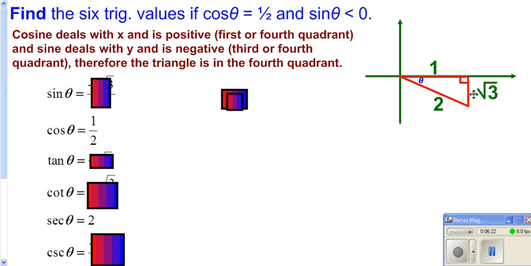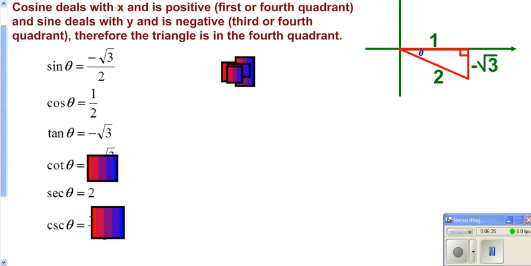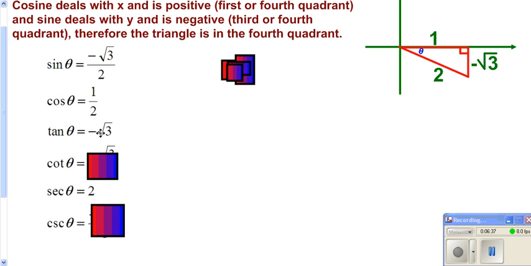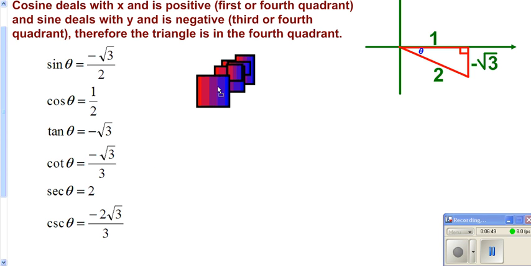Sine is opposite over hypotenuse. Tangent is opposite over adjacent. Then we just have to do our reciprocals. The reciprocal of tangent would be 1 over root 3, negative, but then you have to rationalize that. Same thing here. You do the reciprocal of that one, but then you'll have to rationalize it.